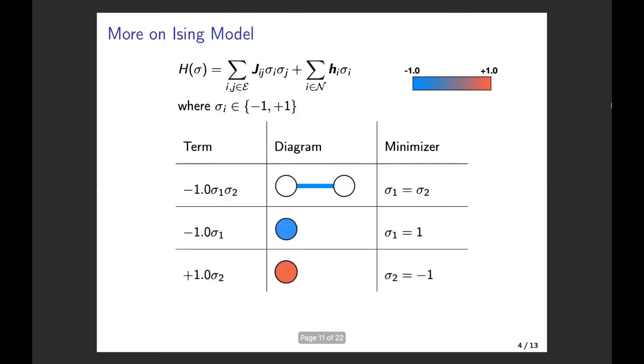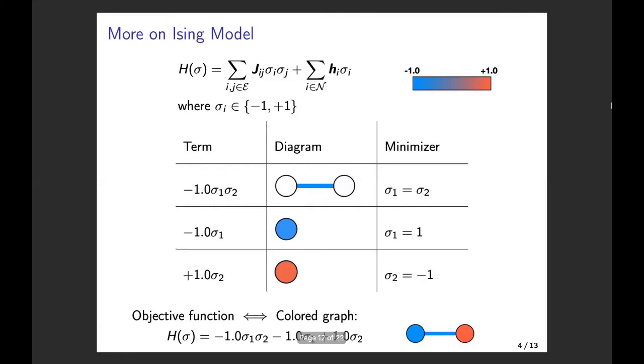Using the same rule, we can represent the linear terms in the objective function as colored nodes, and putting this together, the whole objective function can be represented as a colored graph, and this tool would be useful to understand the Ising models we study.